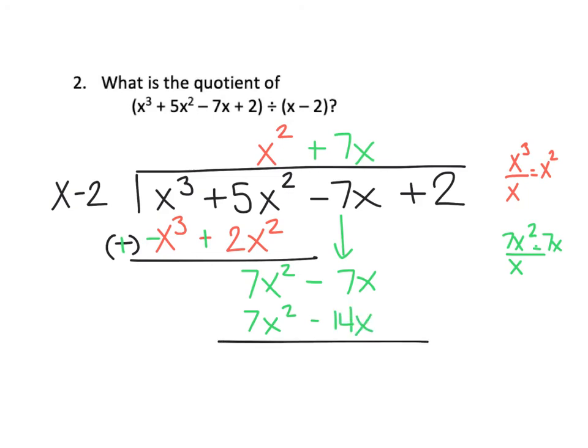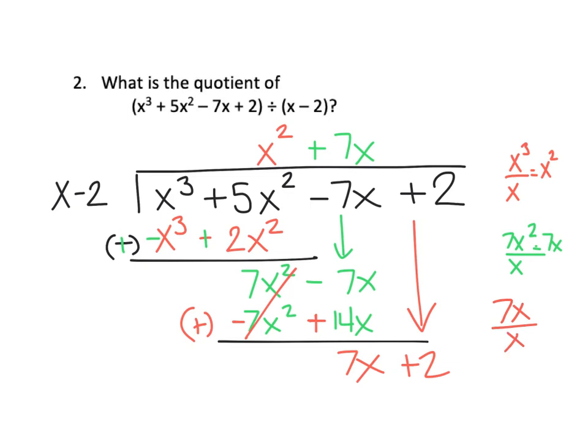I'm back to the subtraction step, which means I'm distributing a negative sign to this bottom row, and now it's an addition problem. So that eliminates, and I get 7x, and I'm going to bring down this final plus 2. Back to asking myself, how many times does x go into 7x? Until you get good, I highly suggest you do it off on the side, and that would go in positive 7 times. So one final distributing, 7 times x minus 2 would be 7x minus 14.